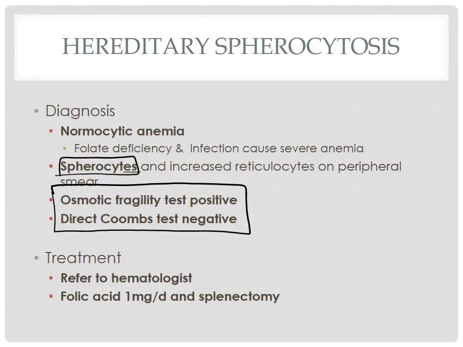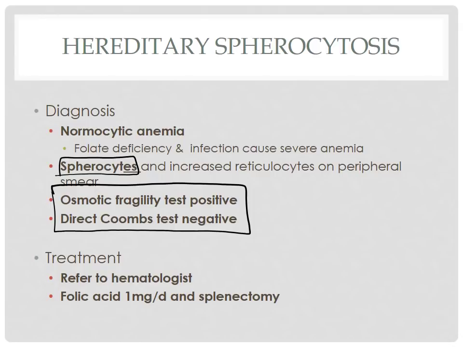The osmotic fragility test is changing the osmotic pressure outside of the cell, and because this is a spherocyte, it's a very large cell. Think of a balloon that's been blown up very large. It's under a lot of tension, and so if you change the osmotic pressure, the cell will rupture very easily and give you a positive osmotic fragility test.